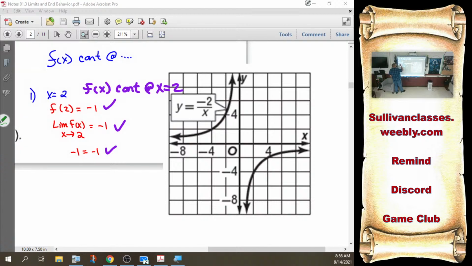Try it again. What if I said, is it continuous at x equals 0? I should be able to just look at the graph and say, nah, no, it's not. But remember back to geometry? Prove this angle is congruent to that angle. Well, look at them, they're the same. No, you have to prove it. Same thing.